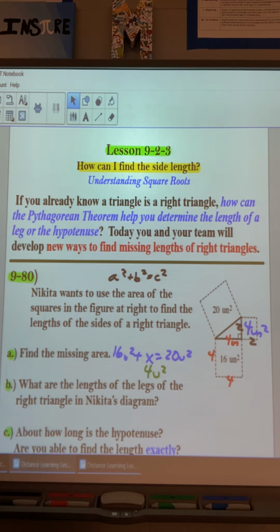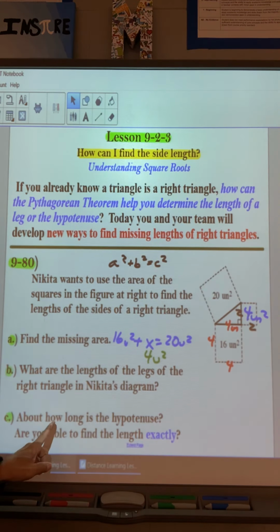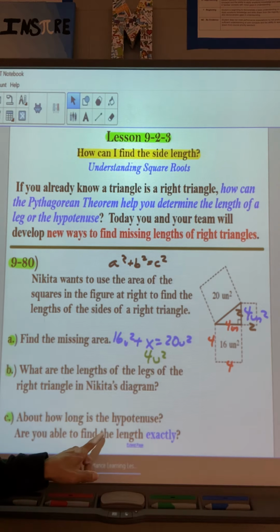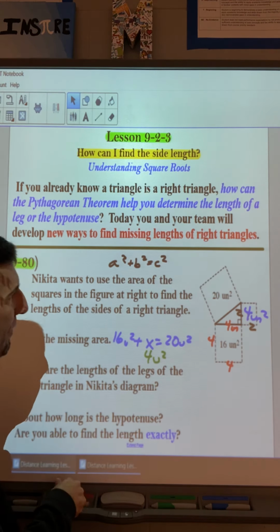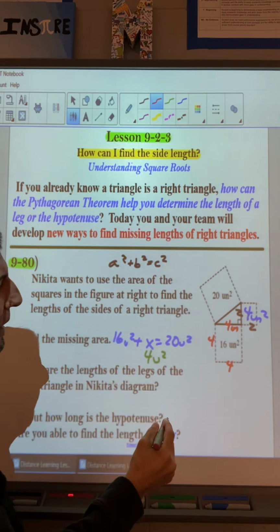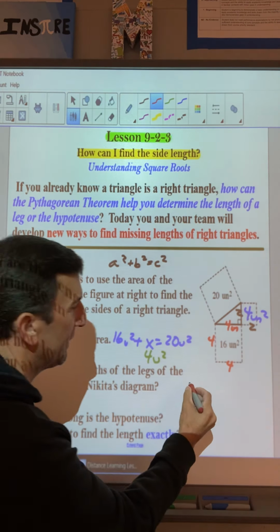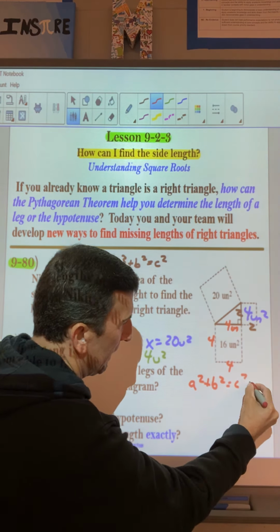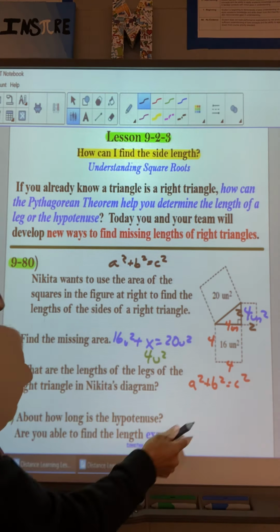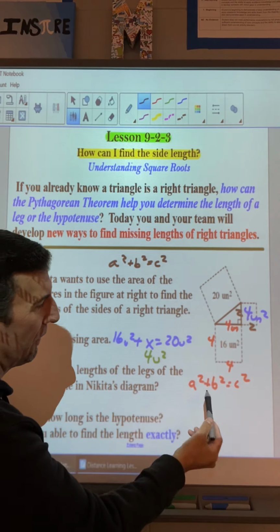Okay, so let's go then on to C, where it says about how long is the hypotenuse. Are you able to find it exactly? So let's take that step. So what was the a squared? And I'll do it right down here so you can all see it. So we have a squared plus b squared equals c squared. We know that our a squared was 4 squared.